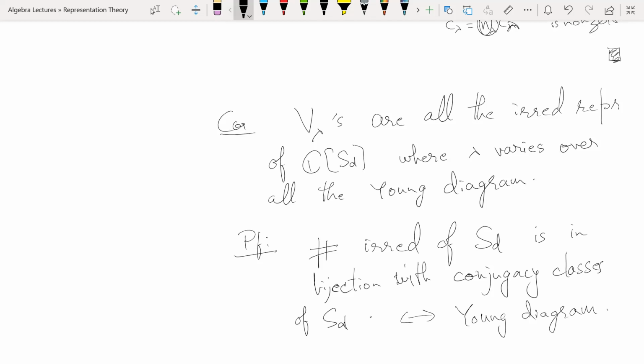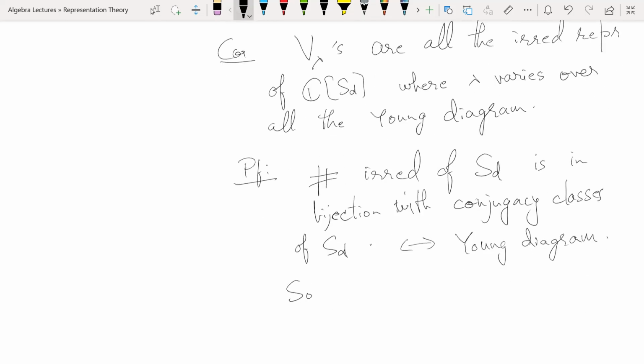And for each Young diagram, we have at least one: you fill it in and you get an irreducible representation. And if you take different Young diagrams and fill them in, you get different irreducible representations. So we get enough irreducible representations. So these are all of them.